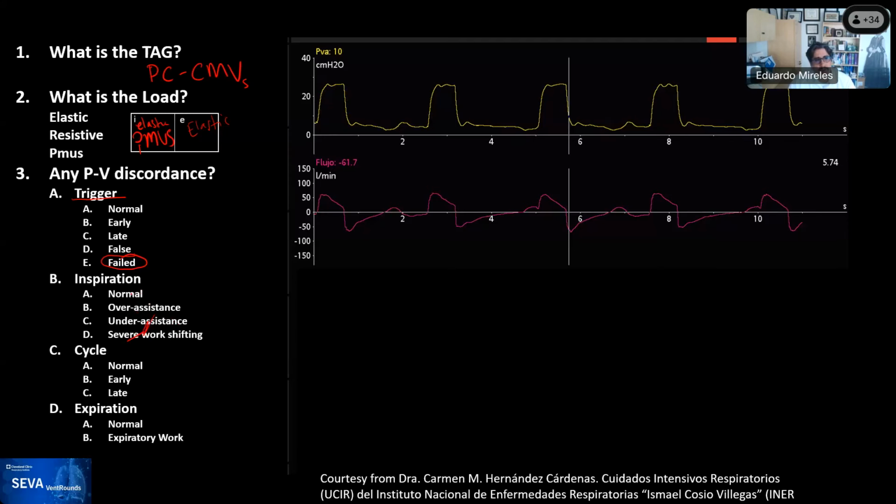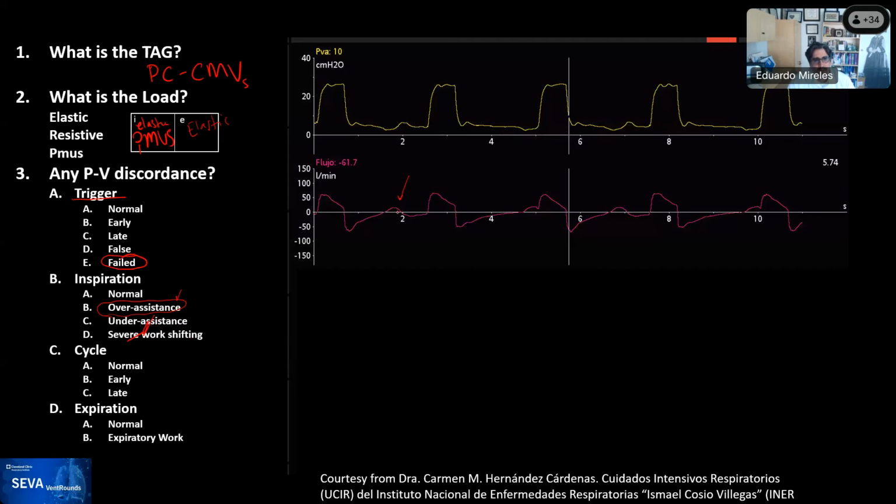And then we have it's either normal or there's over assistance. So meaning the machine is over assisting the patient, and the patient is doing very little effort because they are being over assisted. And one of the key features of over assistance is the presence of failed triggers. So when you see failed triggers, your brain should be thinking, is this patient over assisted? The same way that, whenever I see a failed trigger, as you saw in the prior one, it can be resistive, or it could be the presence of over assistance.